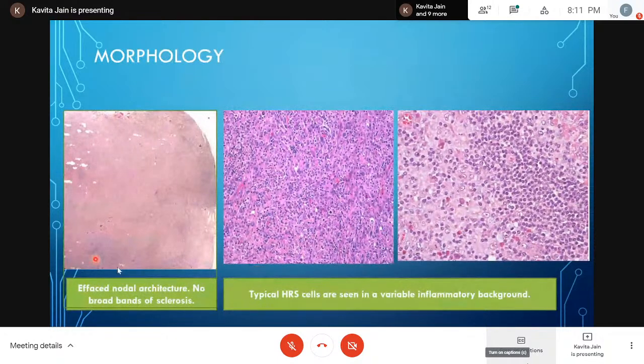Now, if we see, it is the effaced nodal architecture. Again, we have some weight nodules, but no sclerosis. Then again, we see a lot of... this is a cellular slide, absolutely a cellular section. And if by chance we happen to see an eosinophil or eosinophils, we should definitely go to the high power to look for these scattered RS cells.